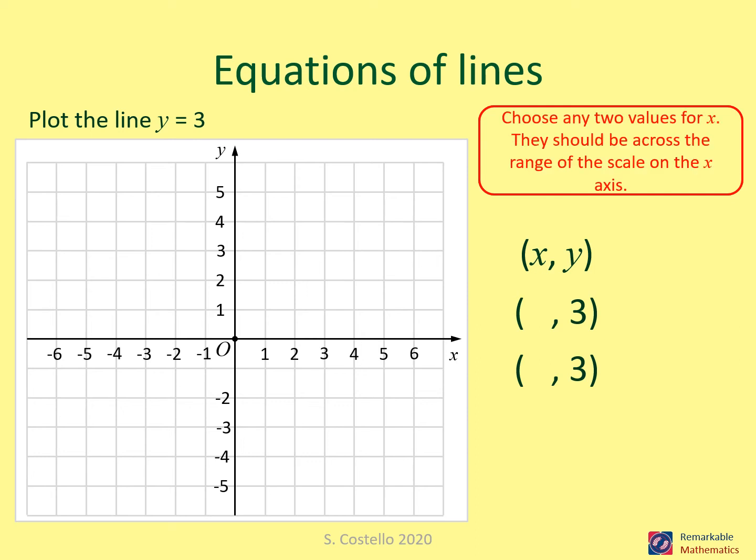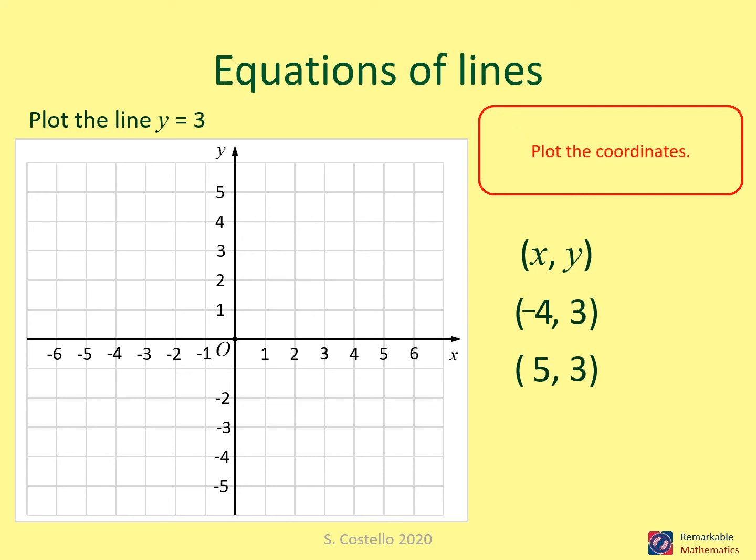Choose any 2 values of x. They should be across the range of the scale on the x-axis. So you look at your x-axis, what does it go from? It goes from -6 to 6. I really want some spread out ones and use that. If you chose a value of 20, then obviously you're going to be drawing a very large scale to fit it all on there. So we've gone for -4 and 5.